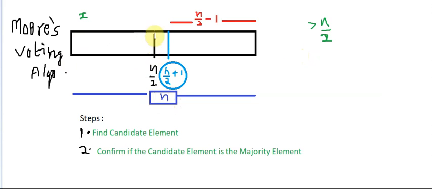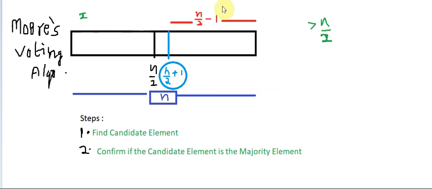This is the middle of the array, which is denoted by the n by 2 position, and next to it is the n by 2 plus 1th position. If we have an element x in the array, and if this element x occurs n by 2 plus 1 times in this entire array of length n, then it is very clear that x itself is the majority element, right? Because the majority element can be only 1, and it is occurring n by 2 plus 1 times, that is greater than n by 2. So x is the majority element.